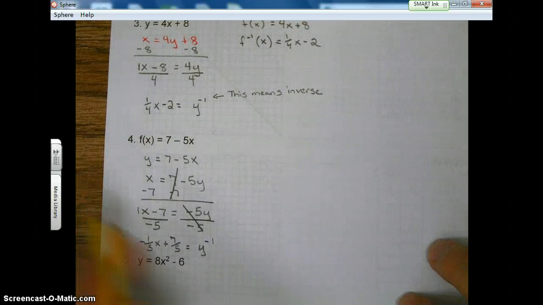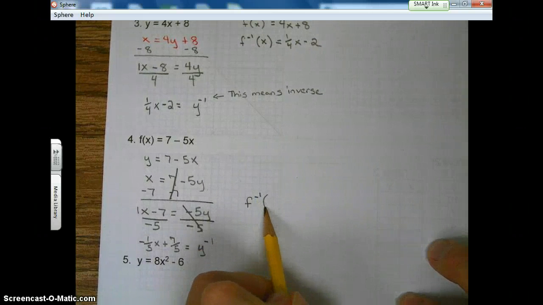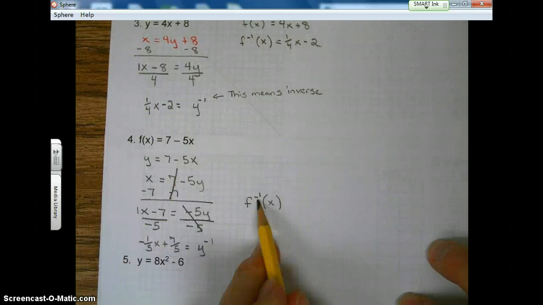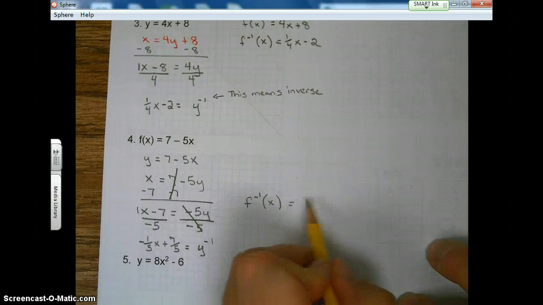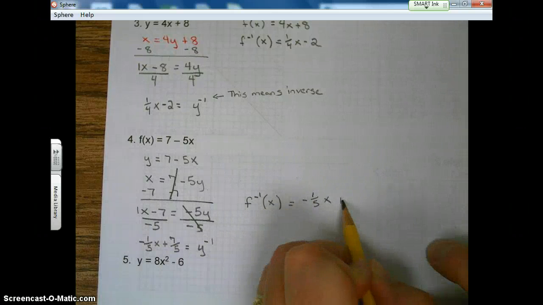Since we were in function notation, let's write our answer in function notation. So the inverse of function f, the inverse, is negative 1/5 x plus 7/5.